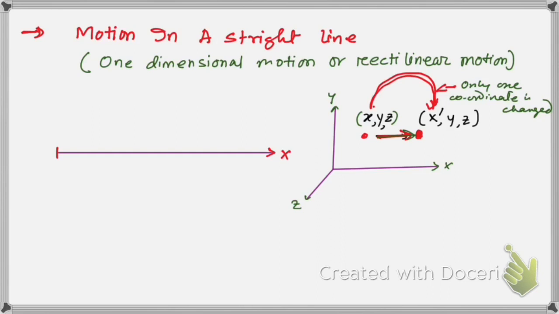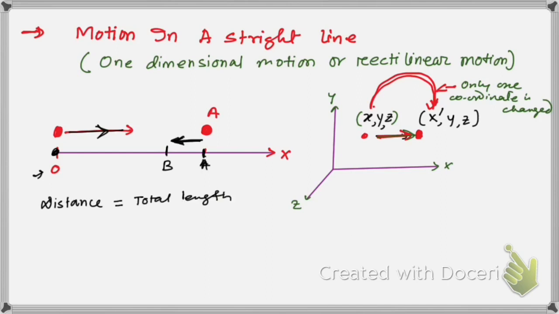Now let us consider this is the x-axis, and this is the position O. This is an object at time t equal to 0, at position 0, and it moves in this direction and reaches the point A. Then again it returns, it comes in the backward direction, and then it reaches the point B.